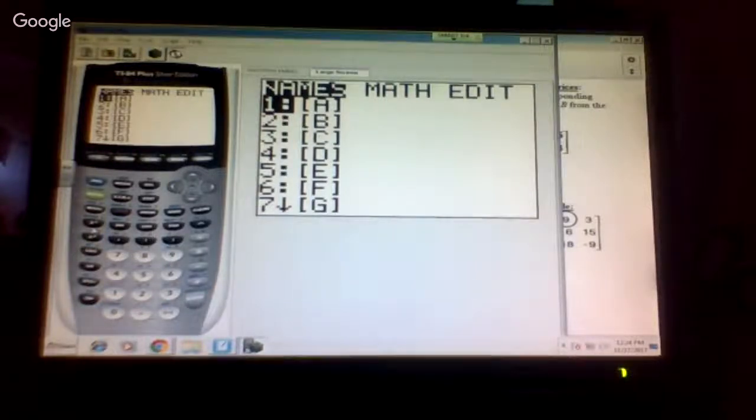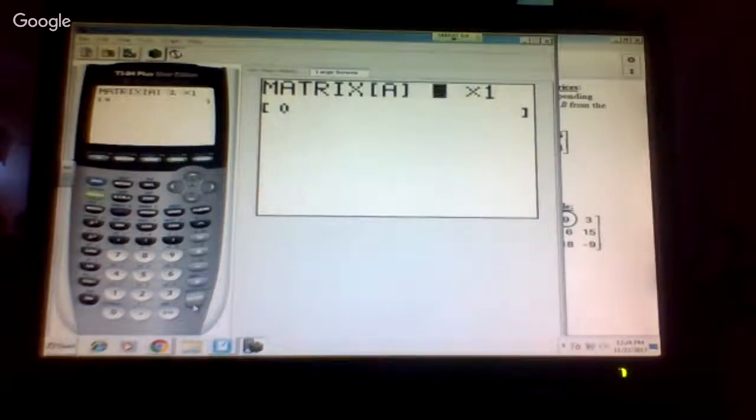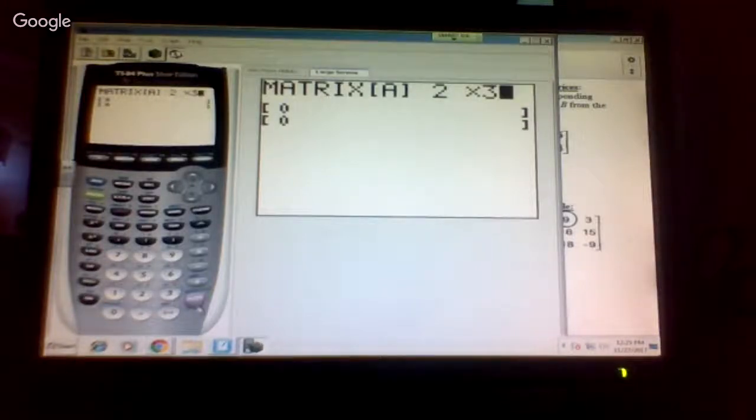How do you get the matrix again? Second, and it's x to the negative 1 there. You're going to scroll over to edit. And you want to edit A. You can either hit 1 or hit enter because A is highlighted. So look at matrix A under where it says matrix operation practice. A is a what by what matrix? 2 by 3. So you have to hit 2, enter, 3, enter.